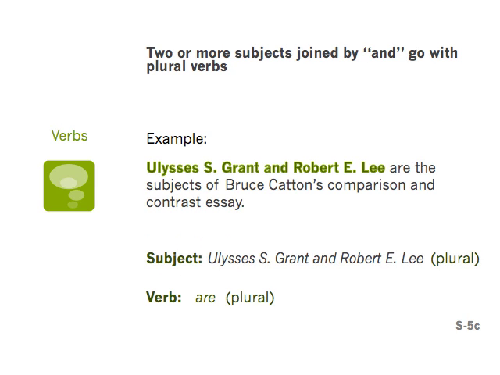Two or more subjects joined by and are generally plural and go with a plural verb. In this example, Ulysses S. Grant and Robert E. Lee are two people, a compound subject. Ulysses S. Grant and Robert E. Lee are the subjects of Bruce Catton's comparison and contrast essay. The plural verb are agrees with the plural or compound subject.